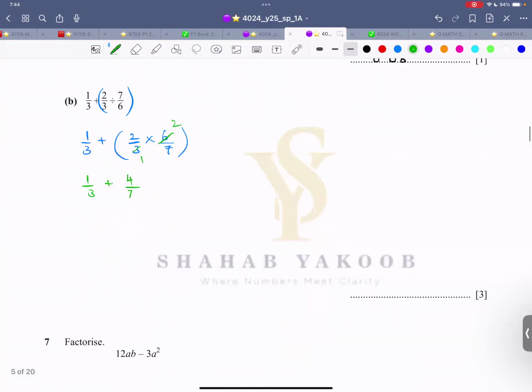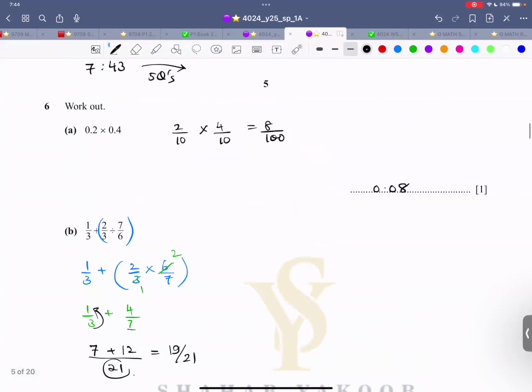So now what we can do is write this as 1 over 3. Let me take the LCM 21. So 21 over 3 is 7, 7 into 1 is 7. 21 over 7 is 3, 3 into 4 is 12. 7 plus 12 is 19. That is 19 over 21. 19 over 21, and that is the answer. Now this thing is done.